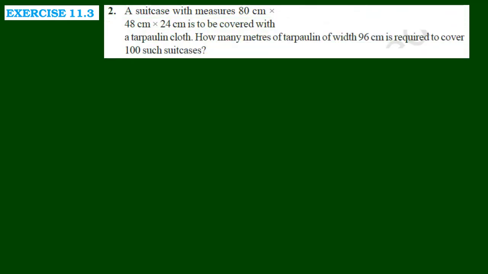A suitcase with measures 80 centimeter into 48 centimeter into 24 centimeter is to be covered with a tarpaulin cloth. How many meters of tarpaulin of width 96 centimeter is required to cover 100 such suitcases? So first, what we have to do? We need to find, because the suitcase has to be covered fully with the tarpaulin, the total surface area of the suitcase. So suitcase is what shape? It's a cuboid. So we have to find the total surface area of the cuboid. So first let us find that.